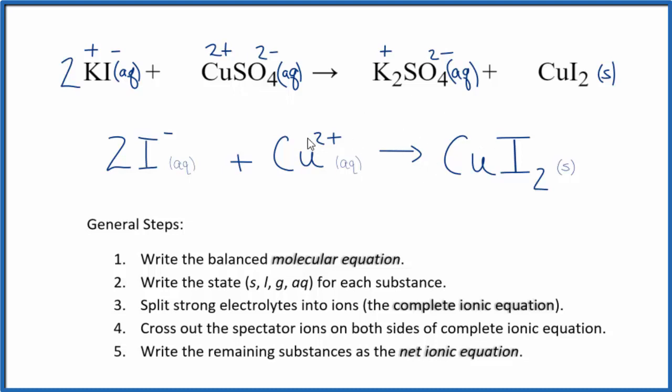So we can check our work here. We have 2 negative charges and 2 positive charges. They cancel out, they give us a neutral product here. We have 2 iodine atoms, 2 here. 1 copper, 1 copper. So mass is conserved as well. That's it. This is the balanced net ionic equation for potassium iodide plus copper(II) sulfate.